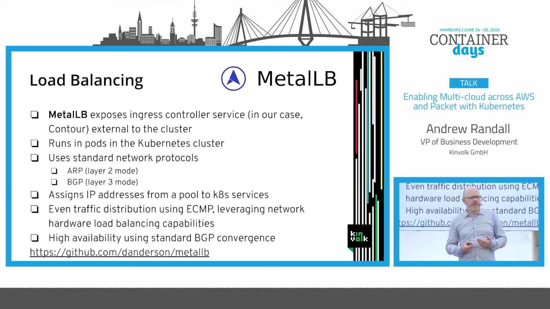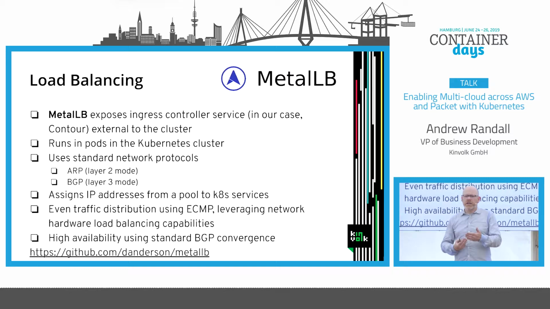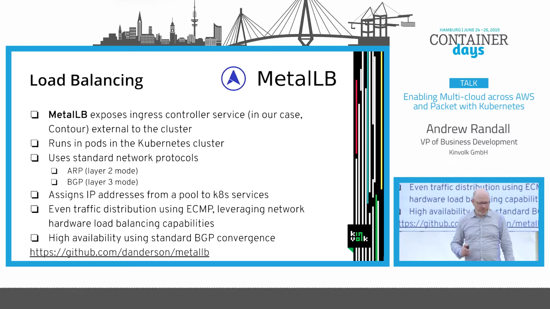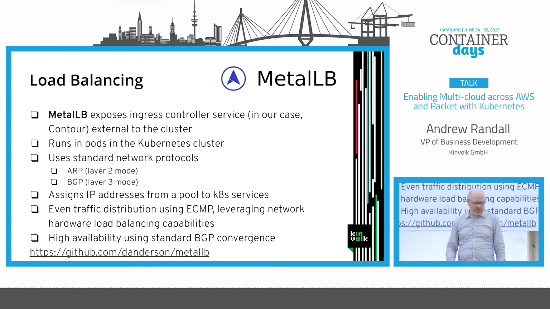MetalLB itself runs in the Kubernetes cluster and uses standard network protocols. One of the nice things in a Packet environment is they give you BGP access to the top of rack switches that you're running on. So you have real access to the underlying networking hardware, and just try and get that out of Amazon. Amazon is not going to give you that level of peering control into their physical hardware. You can do that here at Packet.